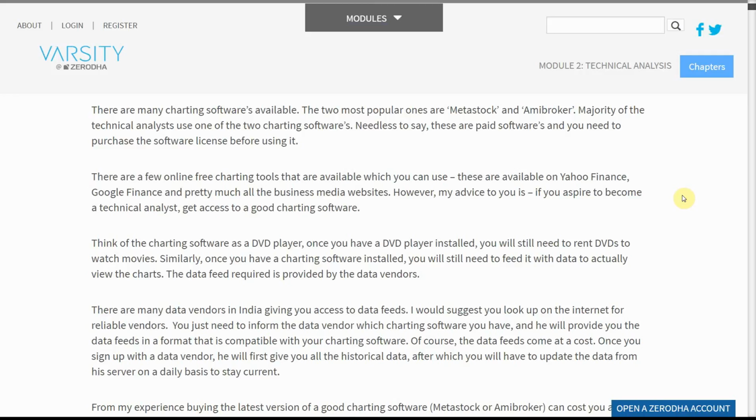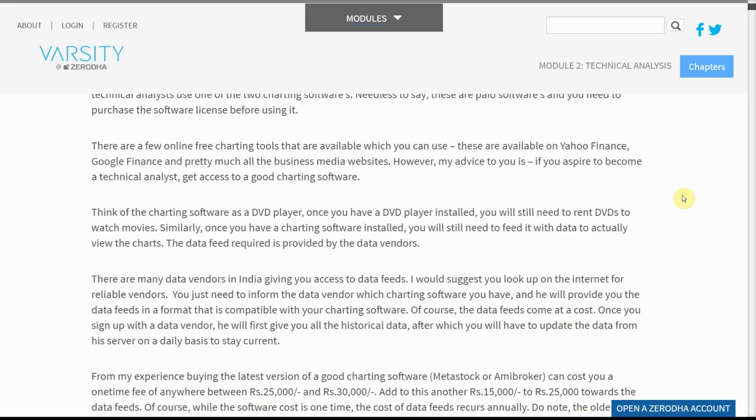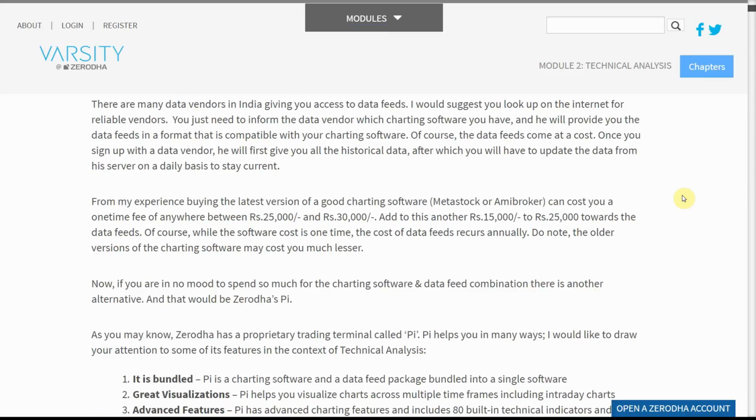software. Think of the charting software as a DVD player. Once you have a DVD player installed, you will still need to rent DVDs to watch movies. Similarly, once you have a charting software installed, you will still need to feed it with data to actually view the charts. The data feed required is provided by the data vendors. There are many data vendors in India giving you access to data feeds. I would suggest you look up reliable vendors on the internet. You just need to inform the data vendor which charting software you have, and he will provide you the data feeds in a format that is compatible with your charting software.